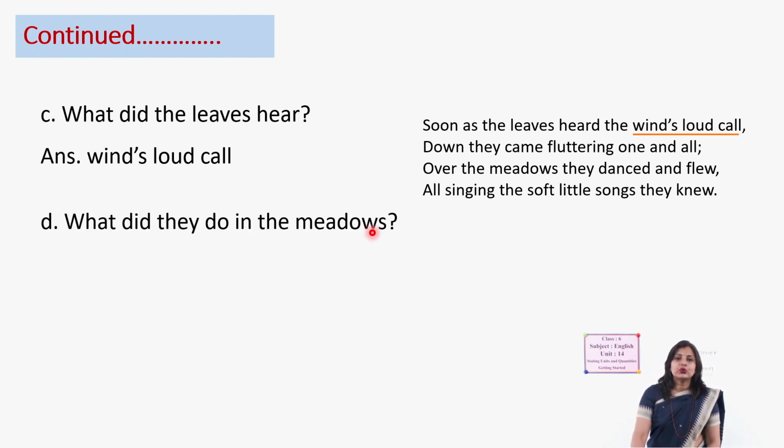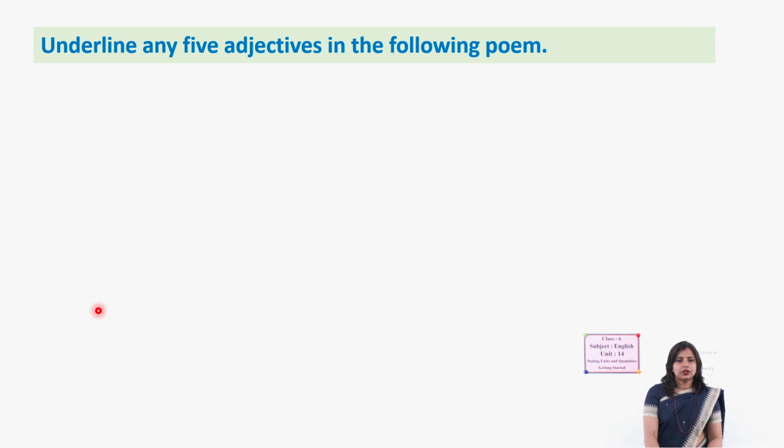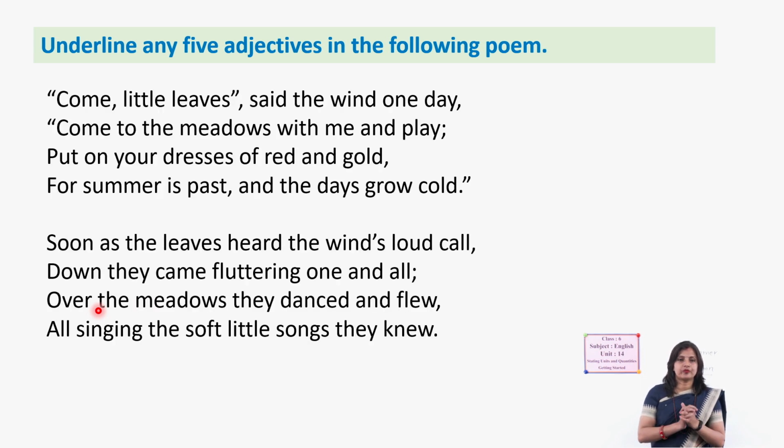What did they do in the meadows? What did they do? Did they eat? No? Then what did they do? Okay. Yes, they danced and flew. Over the meadows they danced and flew. Yes, so they danced and flew in the meadows. Okay, now, here is another question for you.